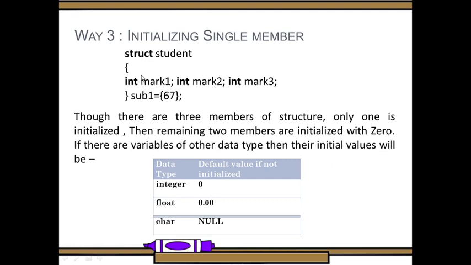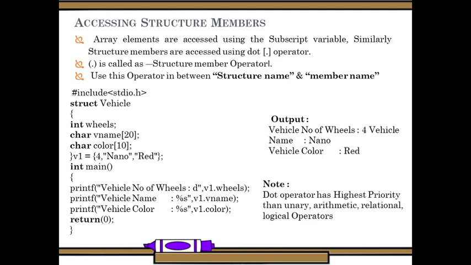But what happens when you use normal variables without using a structure? If you don't initialize, then what will it display? It will have garbage values. But in a structure, if you don't initialize, the default values will be 0, 0.00 for floating type, and null for a character. This is how we can initialize. These are the three ways of initializing the structure variables.